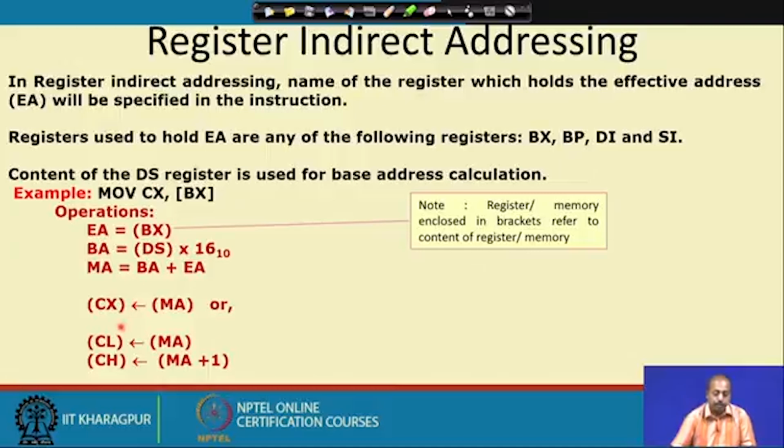This way it will be operating, and ultimately the CX register will get the content of the memory location whose address is given by this MA, the memory address. Or I can say that CL will get the content of MA and CH will get the content of MA plus 1. So, this is how register indirect mode is working. This BX register is used as the base register, the offset register, that can be used for accessing the memory location.